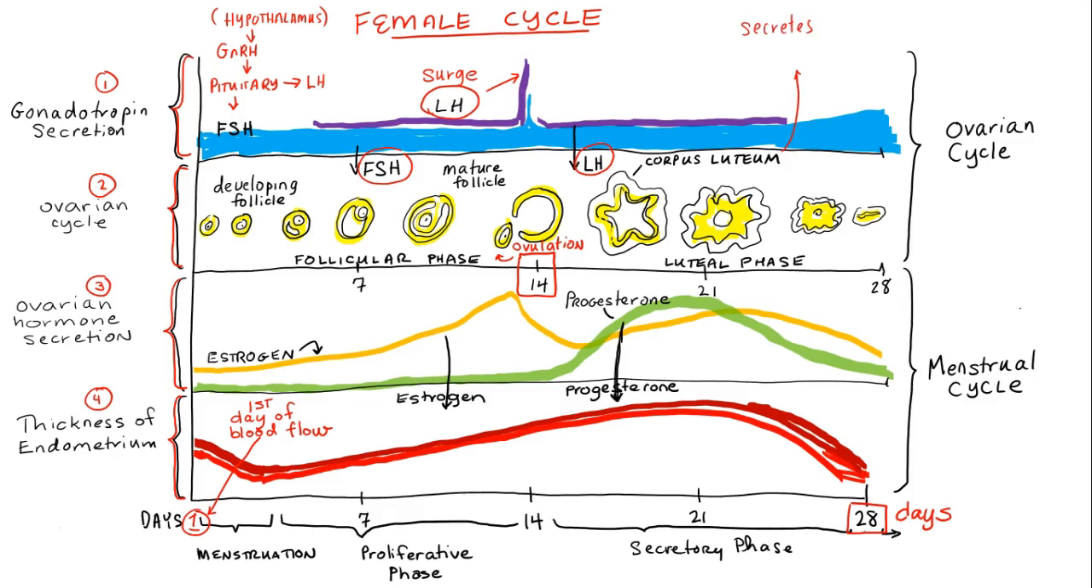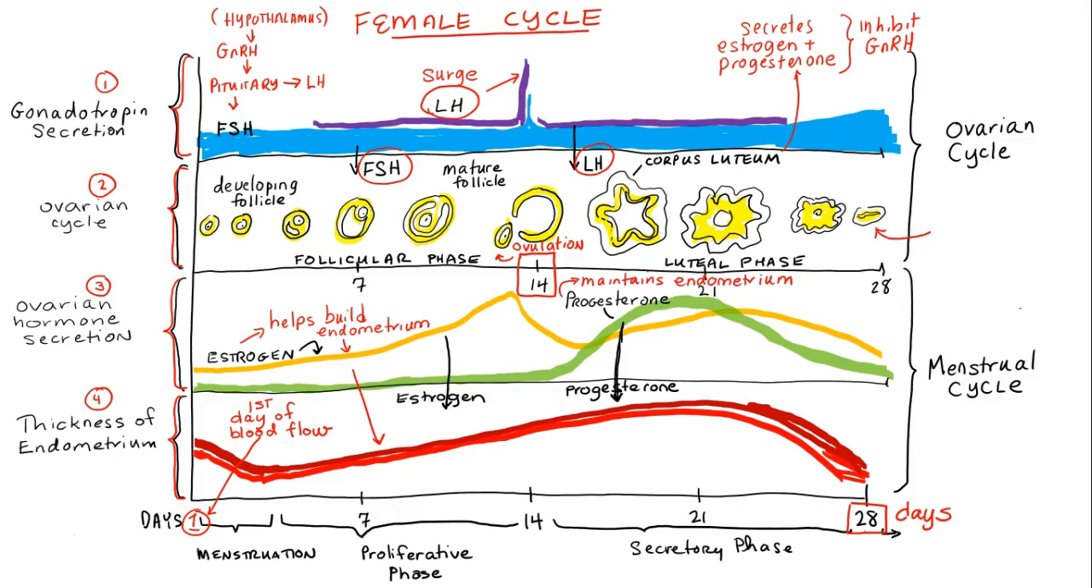And then levels of LH are also going to cause the corpus luteum to mature, which is then going to secrete estrogen and progesterone that inhibit gonadotropin releasing hormone from being released from the hypothalamus. Okay, so just going back and looking at what's happening with estrogen in the ovary, estrogen is going to be helping to build up the endometrial lining, and then progesterone is going to be maintaining that uterine lining. But then when the corpus luteum dies and those two hormones are no longer being made, the endometrium is going to slough off, and then that will lead to day 1, or the first day of blood flow.